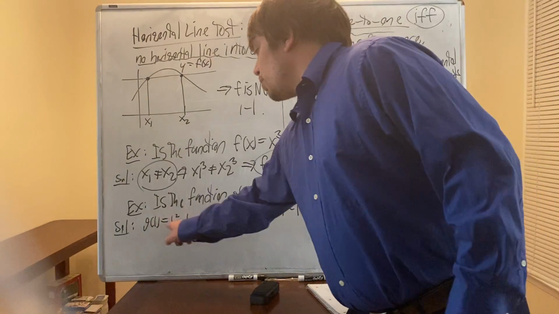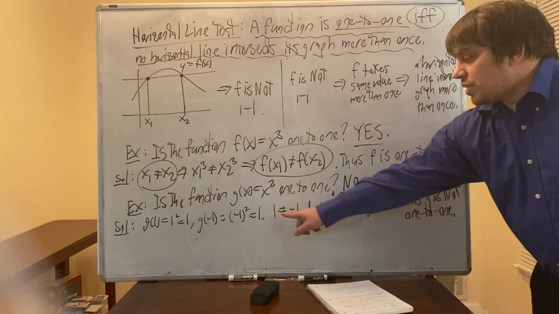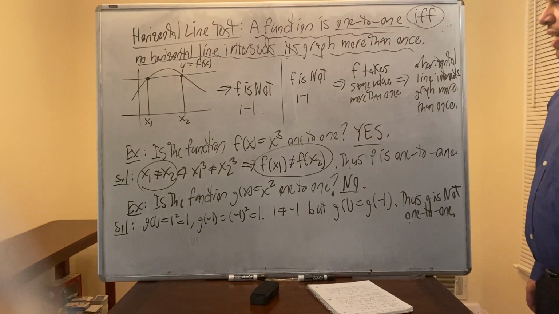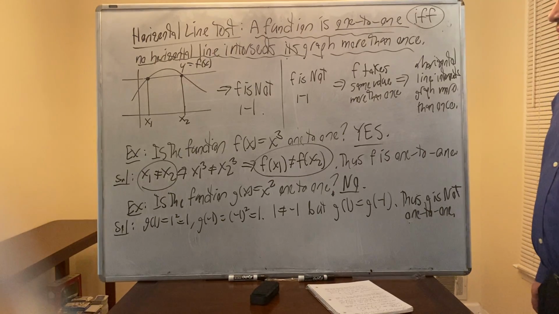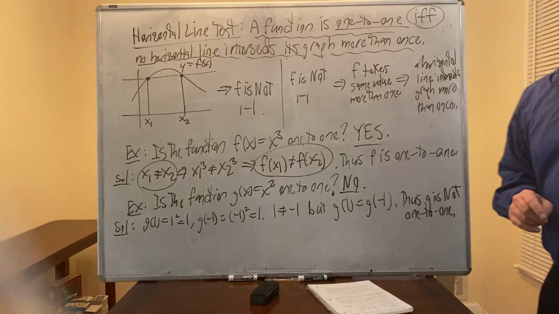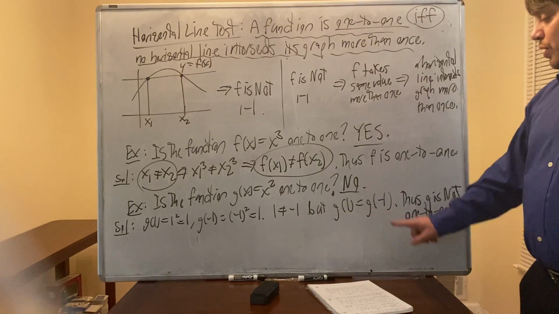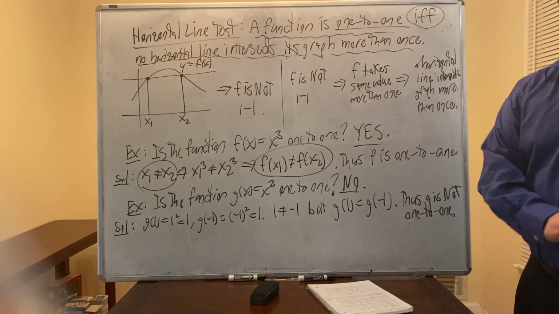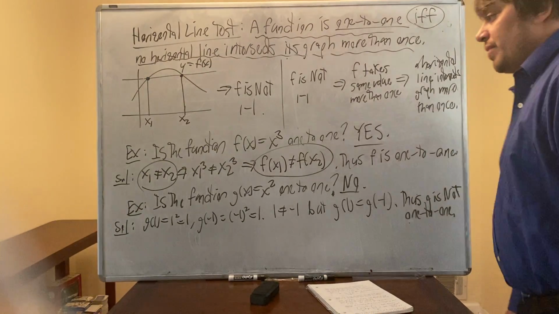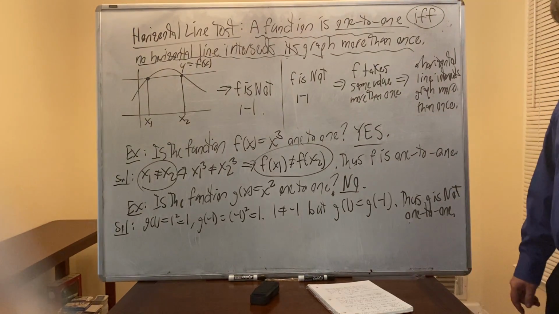Okay, so g of 1 equals 1 squared, which is 1. G of negative 1 equals negative 1 squared, which is 1. So 1 does not equal negative 1, but g of 1 equals g of negative 1. So g takes on the same value twice. Even though 1 is different than negative 1, g at 1 and g at negative 1 are the same. And so g takes on the same value twice, and so g is not 1 to 1. Okay, and so the answer to that question is no, g is not 1 to 1.